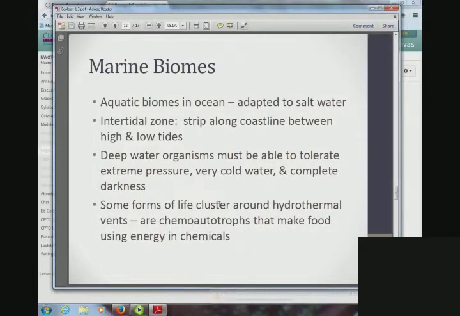So the marine biomes are the aquatic biomes in the ocean. Here things are adapted to salt water. We've got the intertidal zone, which is a strip along the coastline that you will see between the high and low tides. So part of the time this zone will be underwater, part of it will be out of the water. We have deep water organisms, and these must be able to tolerate extreme pressure, very cold water, and complete darkness. There are actually some forms of life that cluster around hydrothermal vents. They are chemoautotrophs that make food using energy in the chemicals. So below the ocean, where we do have some volcanic vents, you actually have some organisms that will live and thrive in that environment.